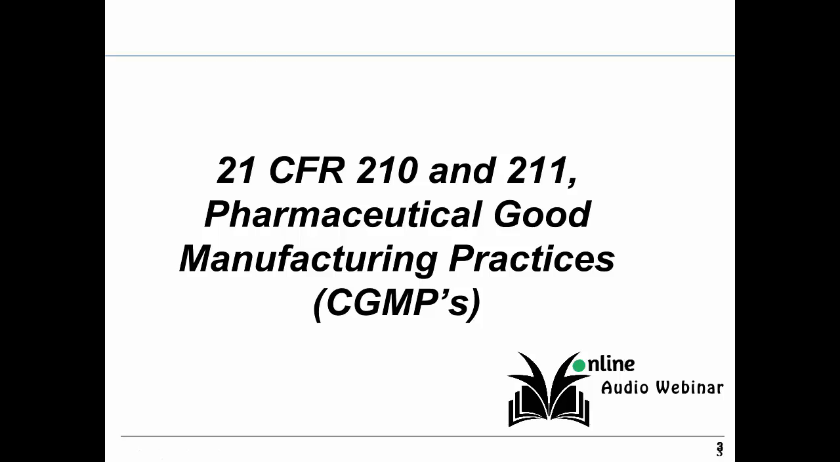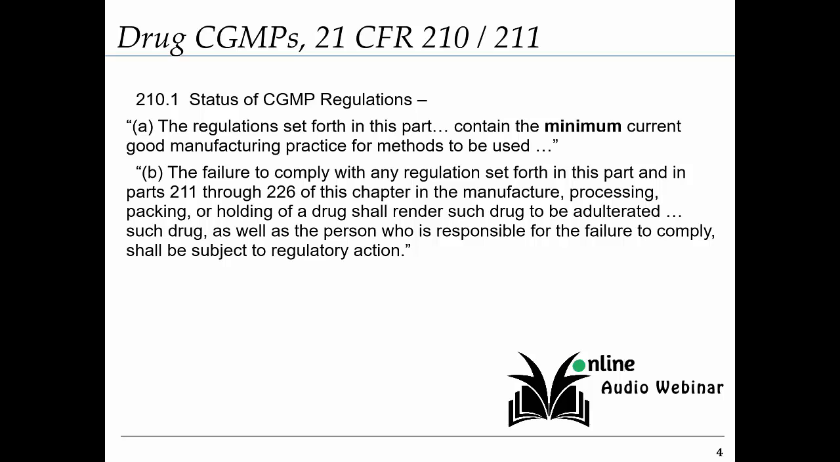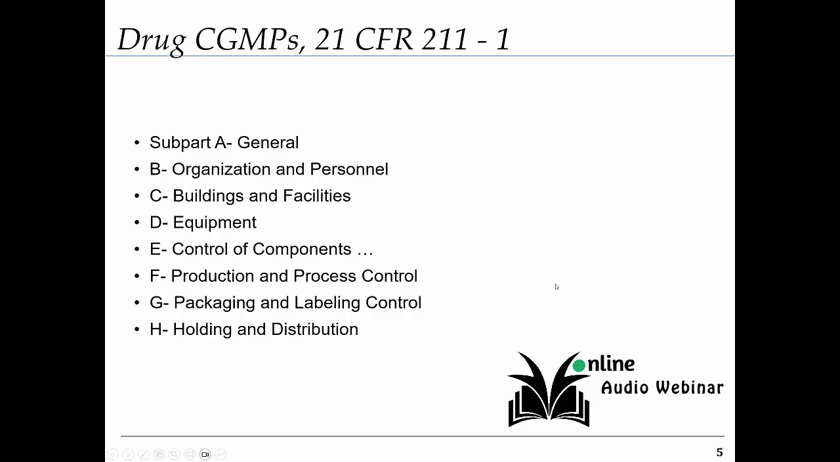So let's start out with the GMPs. We're going to focus on 21 CFR 211. 210 is just kind of an introduction. 211 gets into the basic principles. So 210 basically says here, the regulations under 210, 211 contain the minimum current good manufacturing practices for methods to be used. Now here's the key points.